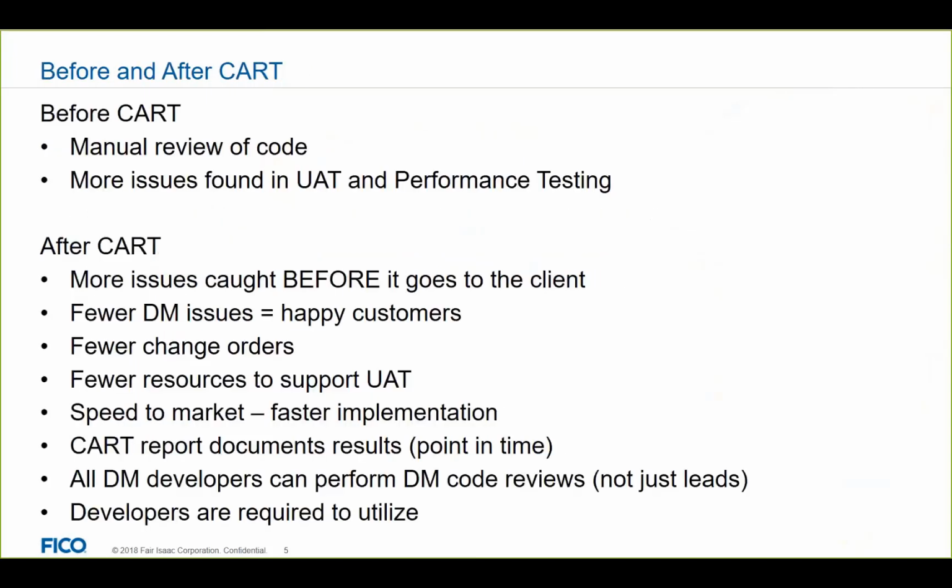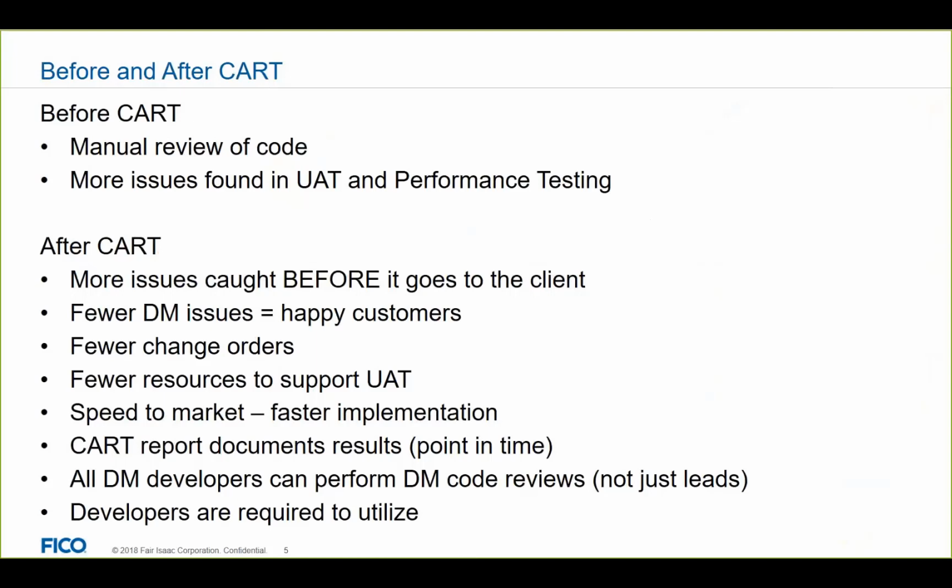So let's look at this from a before and after perspective, and I think we've touched on this a little bit, but let's talk about it again. Before CART ever existed, everything was manual. We were really at the mercy of the review team and the quality of the review team in order to apply the best practices to ensure that the DM code was the way it was intended to be. But with that, it was all humans, right? Humans make mistakes, and we found more issues in UAT and performance testing areas.